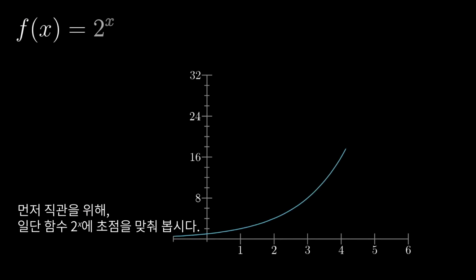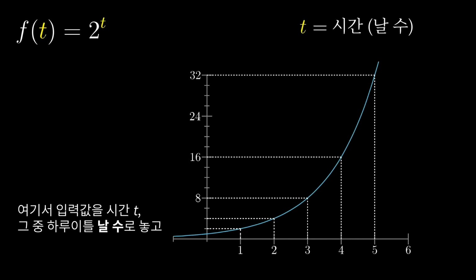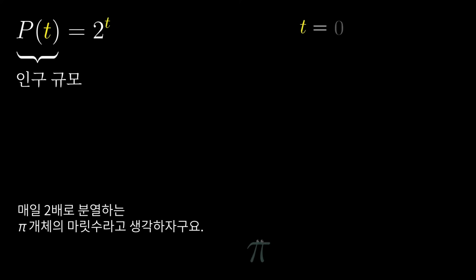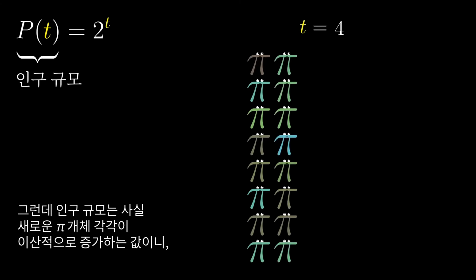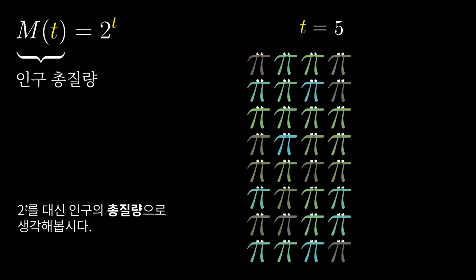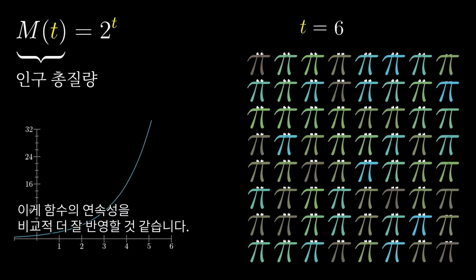First of all, to get an intuition, let's just focus on the function 2 to the x. And let's think of that input as a time, t, maybe in days, and the output, 2 to the t, as a population size, perhaps of a particularly fertile band of pie creatures, which doubles every single day. And actually, instead of population size, which grows in discrete little jumps with each new baby pie creature, maybe let's think of 2 to the t as the total mass of the population. I think that better reflects the continuity of this function, don't you?